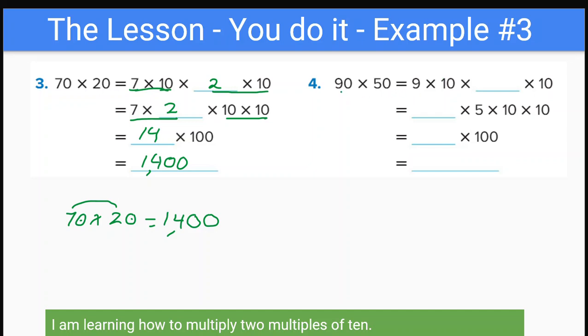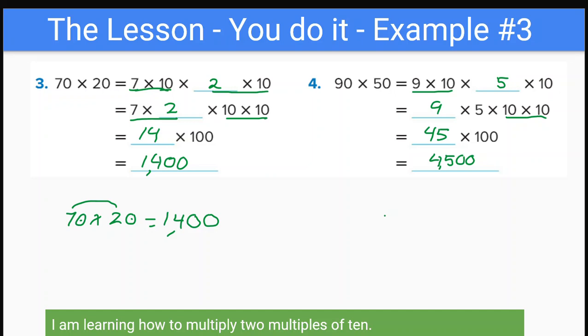The next one is 90 times 50. Well, 90 is 9 times 10. 50 is 5 times 10. They want to put the numbers that don't have zeros together, so they put the 9 right here, that 9 goes here, that 5 goes here. That 10 goes here, and that 10 goes here. So 9 times 5 is 45. That takes care of those two. These two, 10 times 10, that's 100. 45 times 100 is 4,500, right?